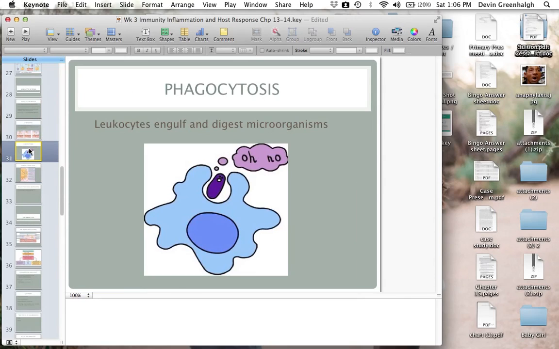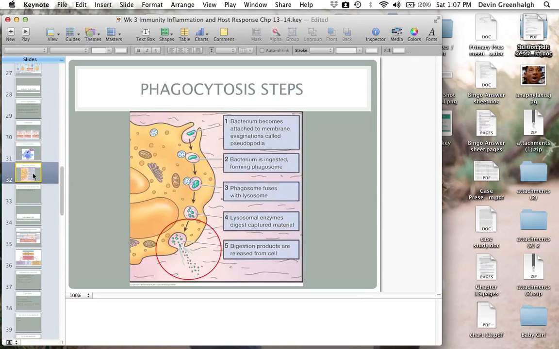Phagocytosis, we know this is when the leukocytes engulf and digest microorganisms. How does phagocytosis work? Well, the bacterium becomes attached to the membrane invaginations called pseudopodia. The bacterium is ingested, forming a phagosome. Phagosomes fuse with lysosomes. Lysosome enzymes digest captured material, and digestion products are released from the cell.